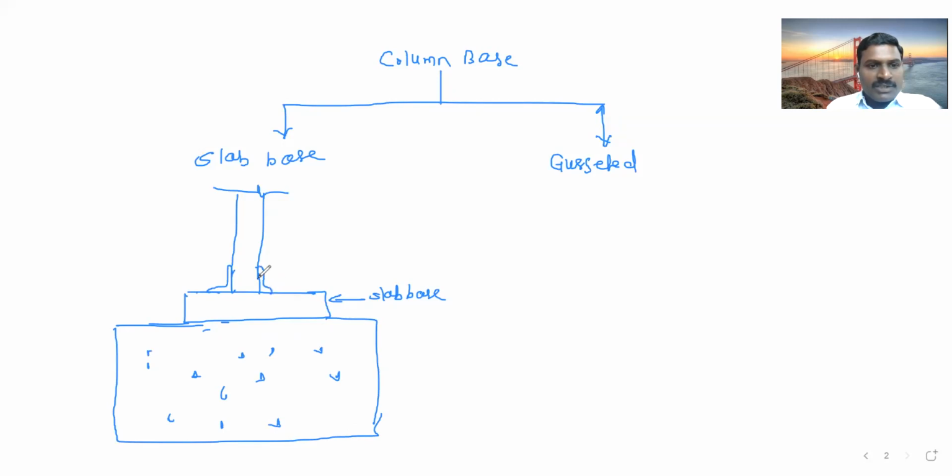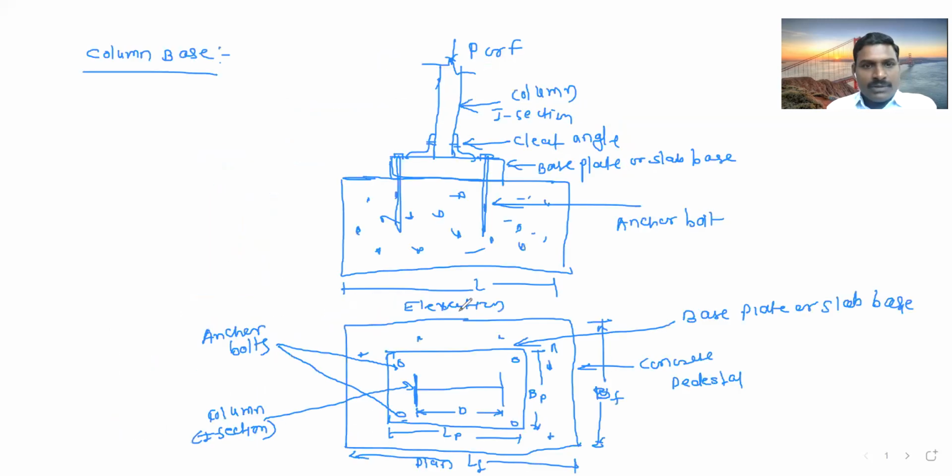The column is connected with this cleat angle. I have not shown it here, but the angle is connected with the plate and the column by bolts also. See this section: the angle placed at the bottom of the column looks like this.